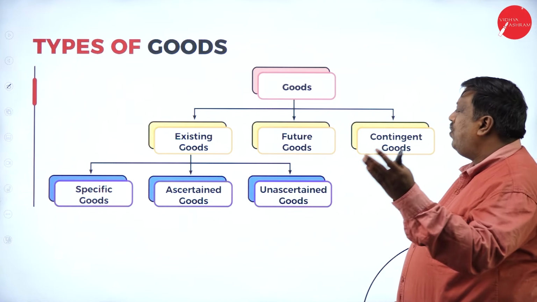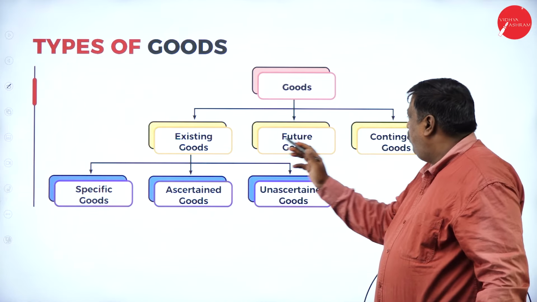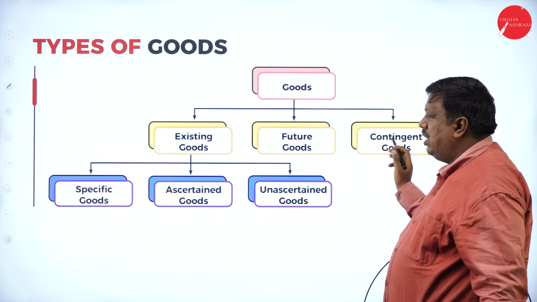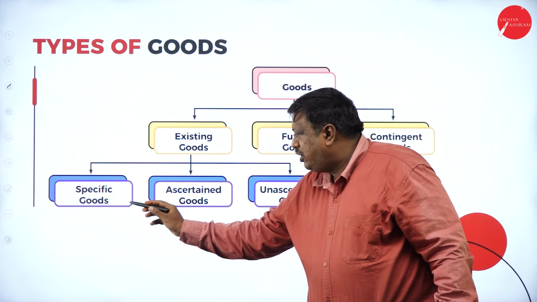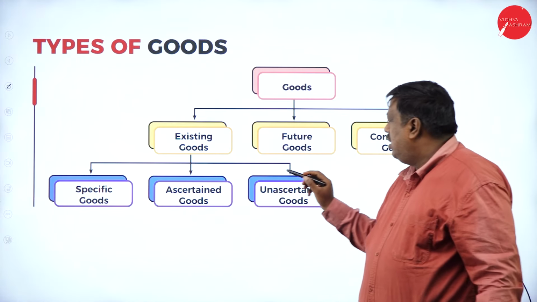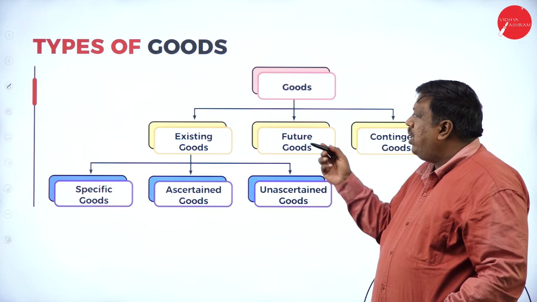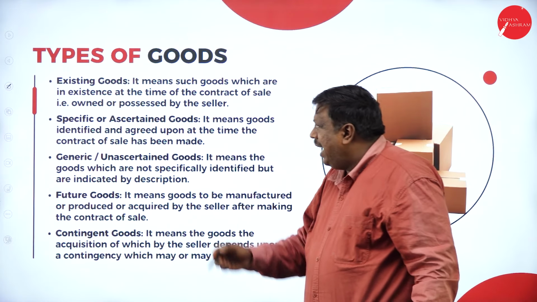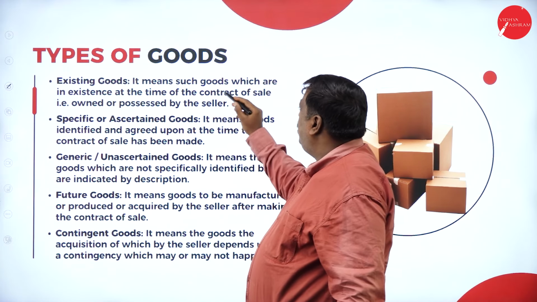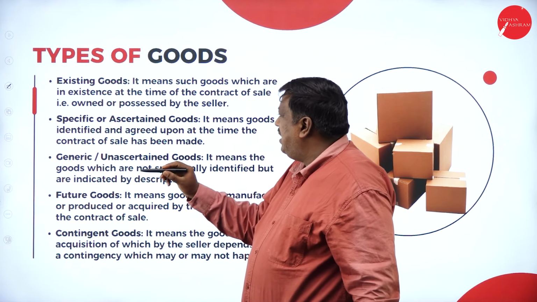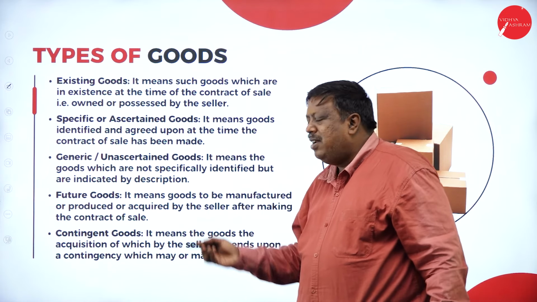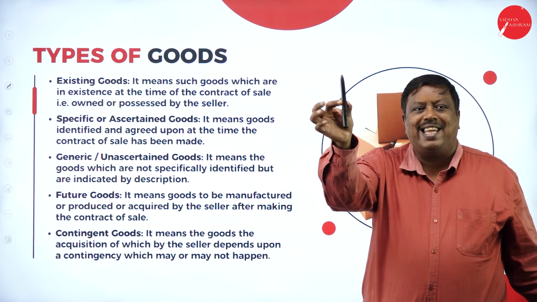How many types of goods do we have? Existing goods, future goods, contingent goods. Existing goods again are of types: specific or ascertained goods and unascertained goods. What are those things? Existing goods means such goods which are in existence at the time of the contract of sale. Means the goods exist here.